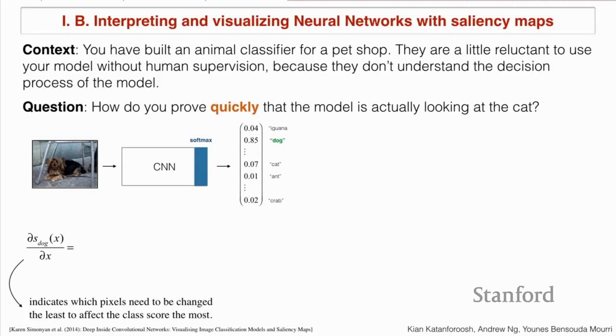What do you think the score of dog is? Is it the output probability or no? What do I mean by S of dog?